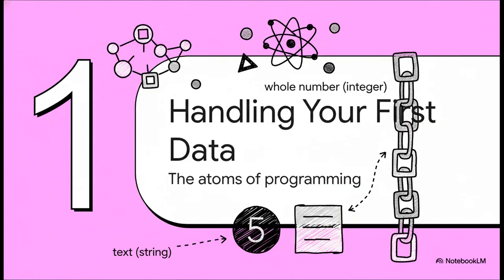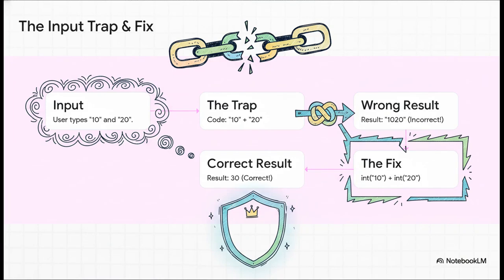We have to start here. This is the absolute bedrock, the atoms of all programming. It's just how Python stores a piece of information, whether that's a number, what we call an integer, or some text, which we call a string. And this right here, this is the first trap every single new programmer falls into.